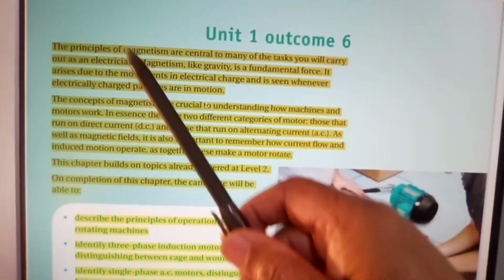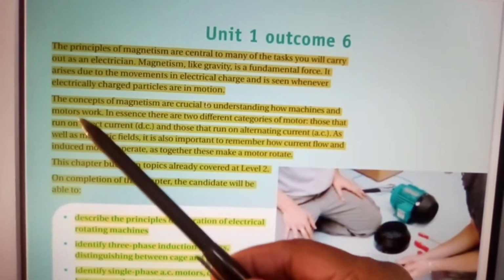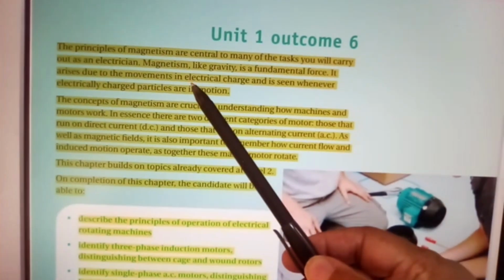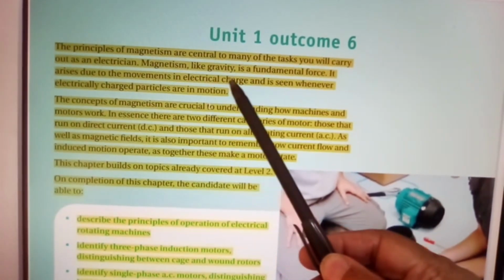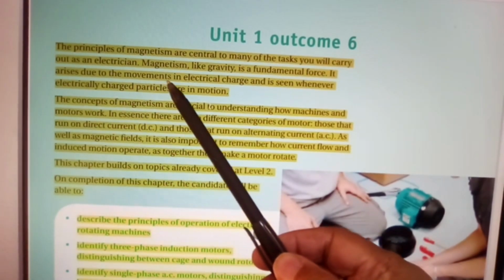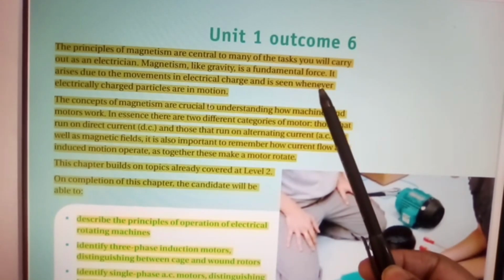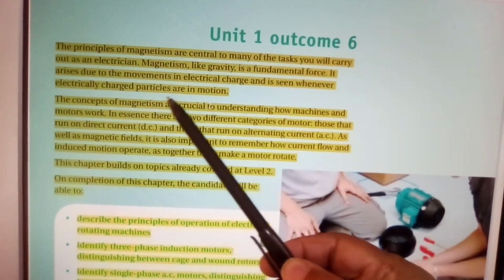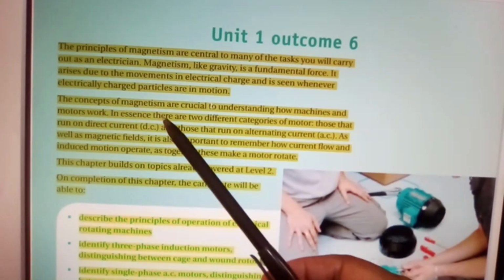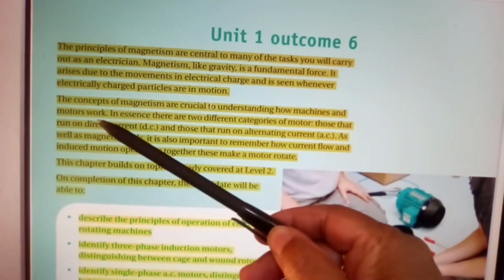Right, the principles of magnetism are central to many of the tasks you will carry out as an electrician. Magnetism, like gravity, is a fundamental force. It arises due to the movement in electrical charge and is seen whenever electrically charged particles are in motion. The concepts of magnetism are crucial to understanding how machines and motors work.